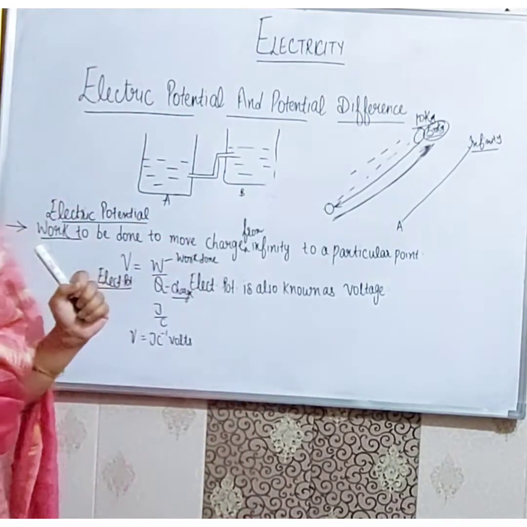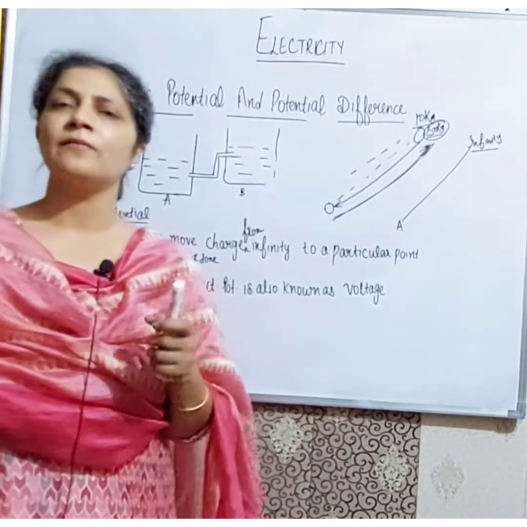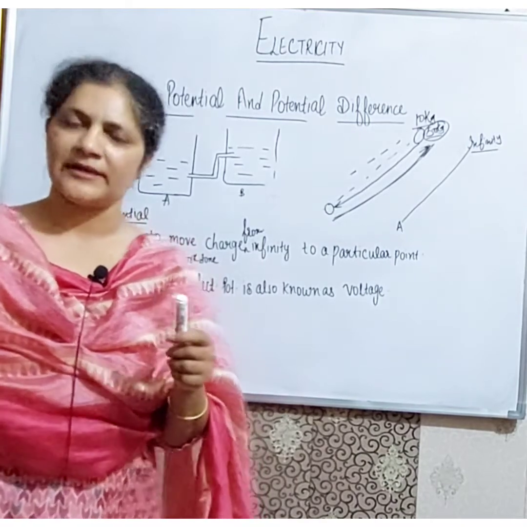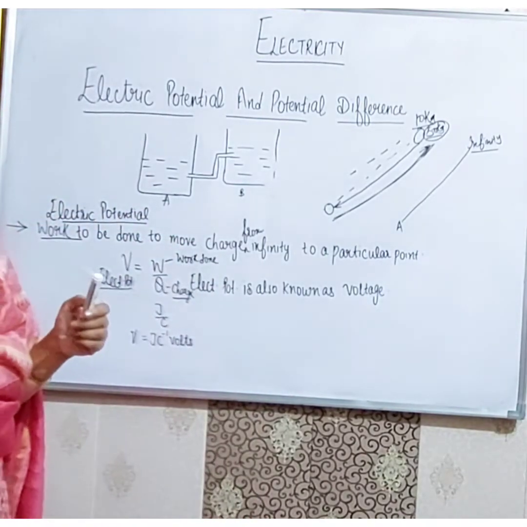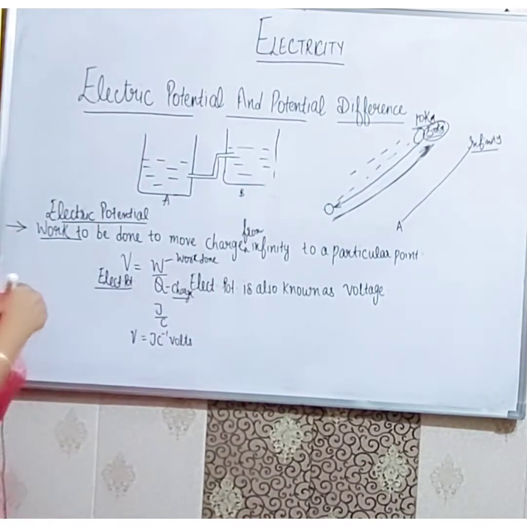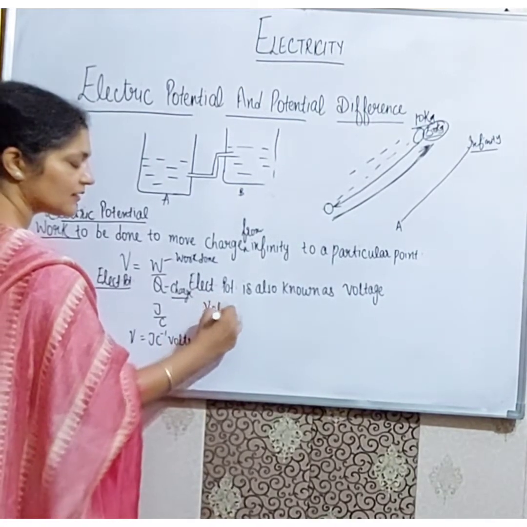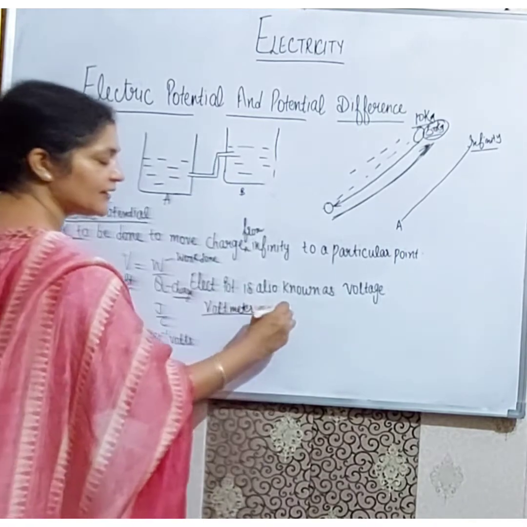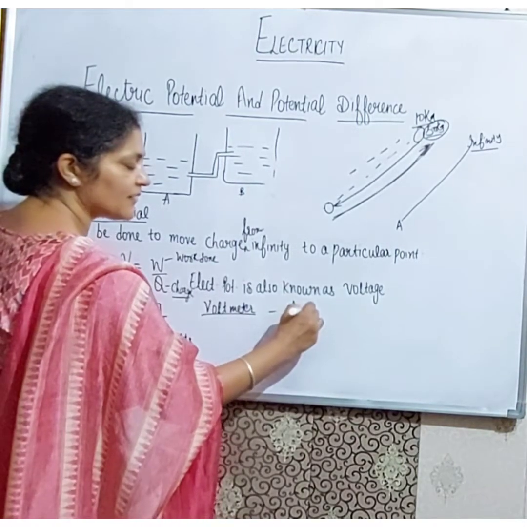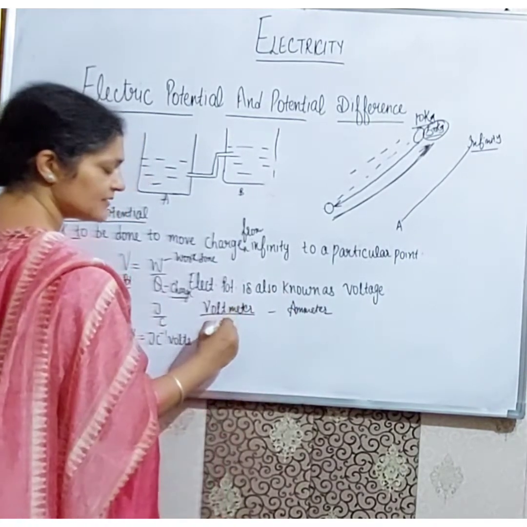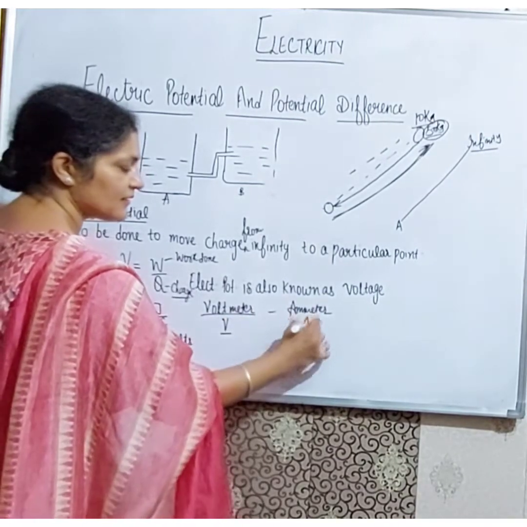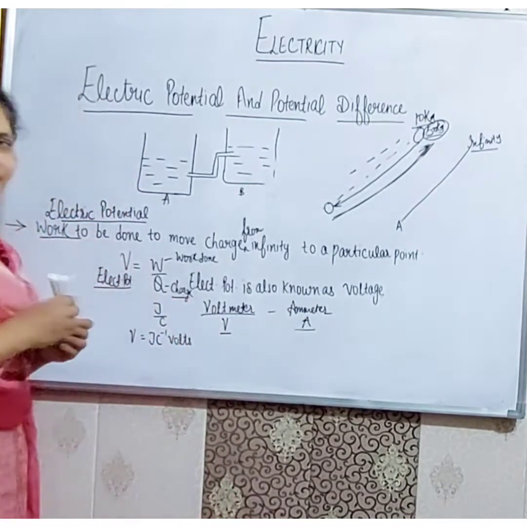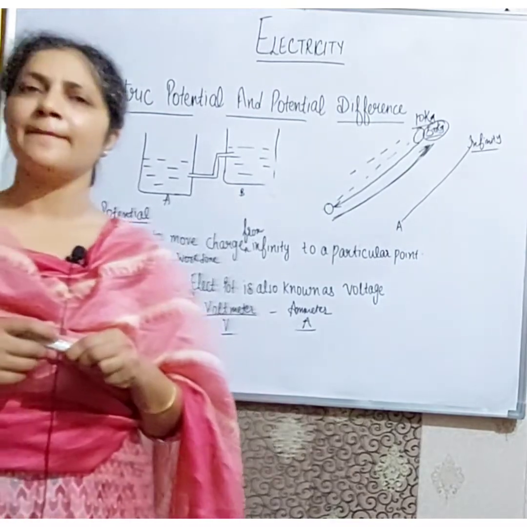How much work is done to bring the charge from infinity to a particular point? This is known as the electric potential. It can be measured by the voltmeter. As we did, electric current was measured by the ammeter, and electric current has unit ampere.